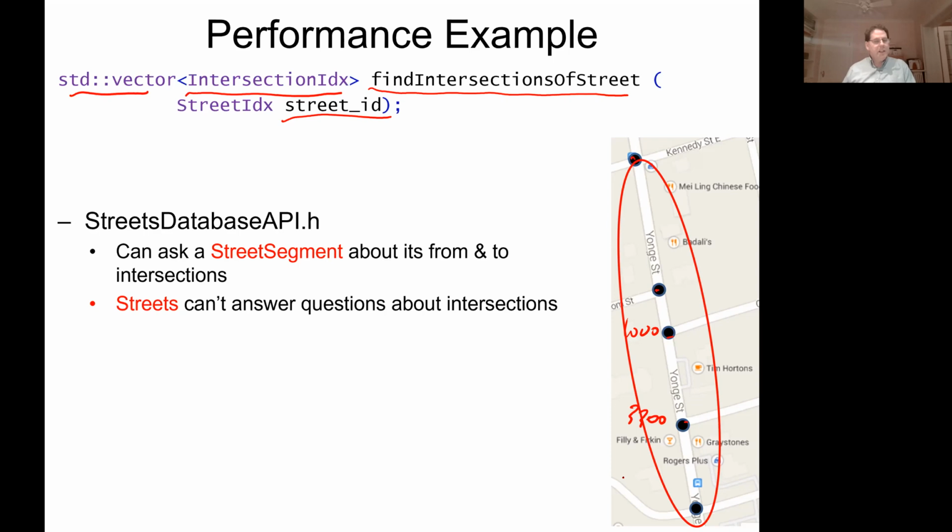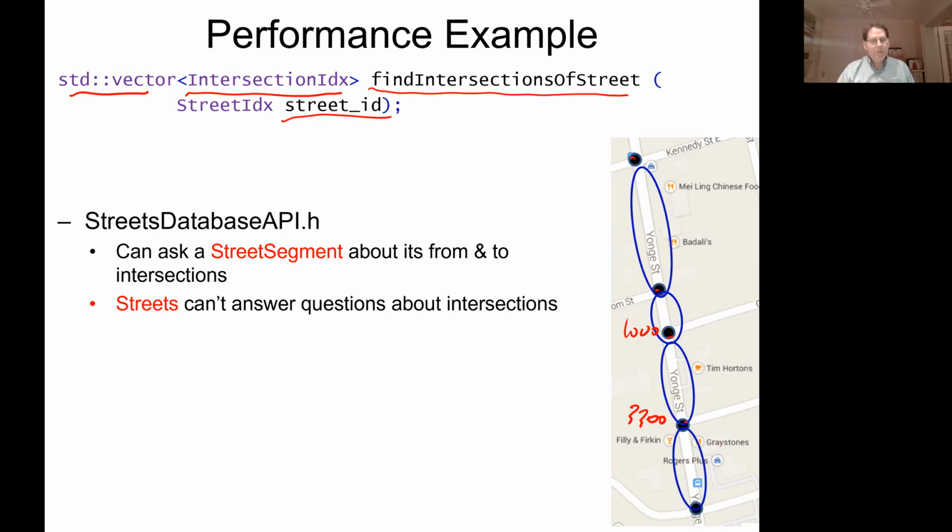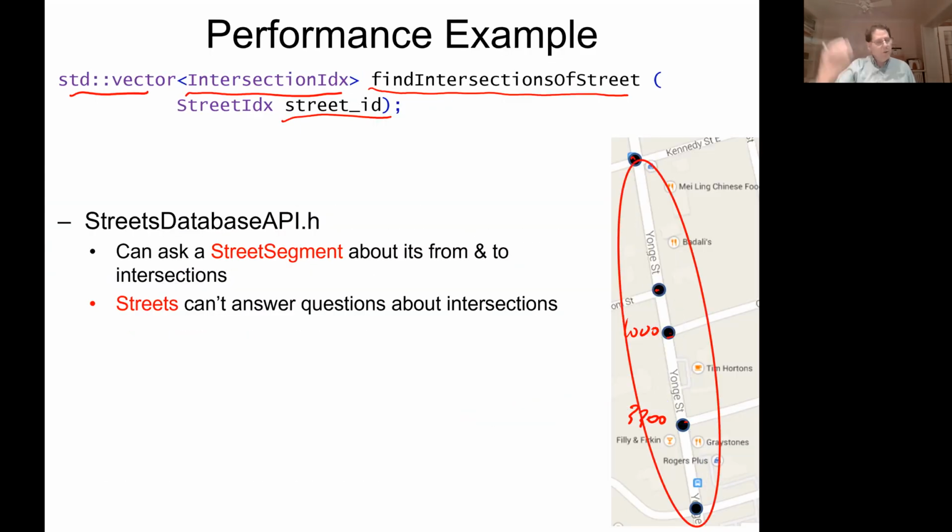Well, we need to use the Streets Database API. That's your link to this OpenStreetMap data. You can ask a street segment about its from and to intersections. So Yonge Street's actually made out of a bunch of different street segments. And if you go look through the Streets Database API, you'll find there is no function that will just return the intersections of a street. So you can't just call one function and you're done. It's going to be a bit harder than that.